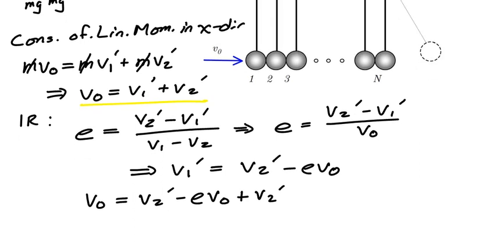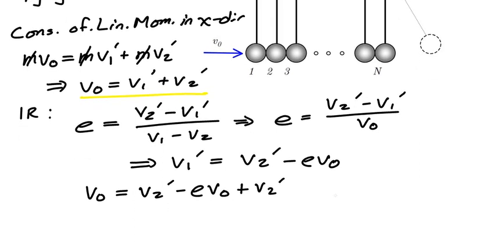If I rearrange this equation a little bit, what I'm going to have is that v2 prime is going to equal quantity (1 plus E) divided by 2 times v0. Now this is important. What this gives me is the post-impact velocity of the next pendulum in the array, given a previous speed of the previous element.